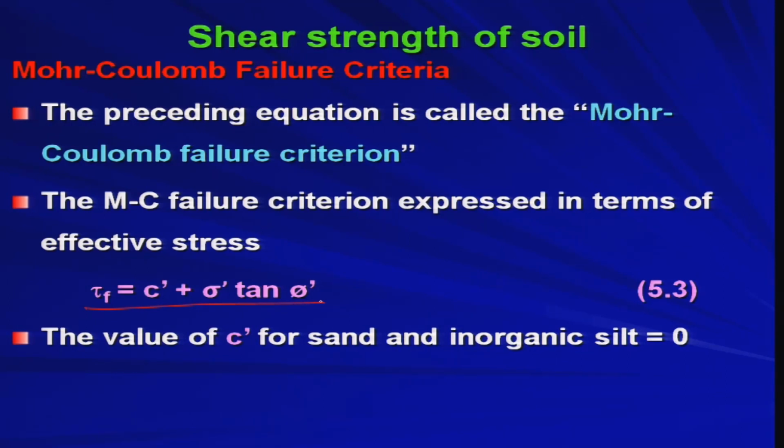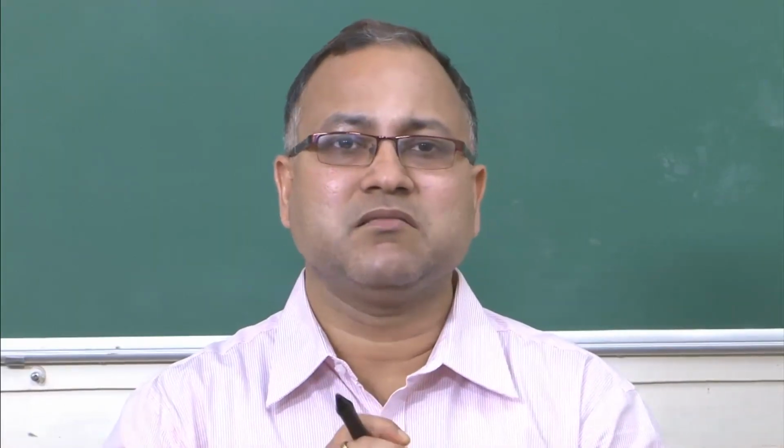Now, the value of C prime, that is the effective cohesion for sand and inorganic silt, is 0. And this is quite obvious. If you take some dry sand or inorganic silt, you will see that the cohesion between the particles is negligible or simply 0. So a cohesion value of 0 for sand and inorganic silt is quite logical, and you can get it from laboratory experiments also.